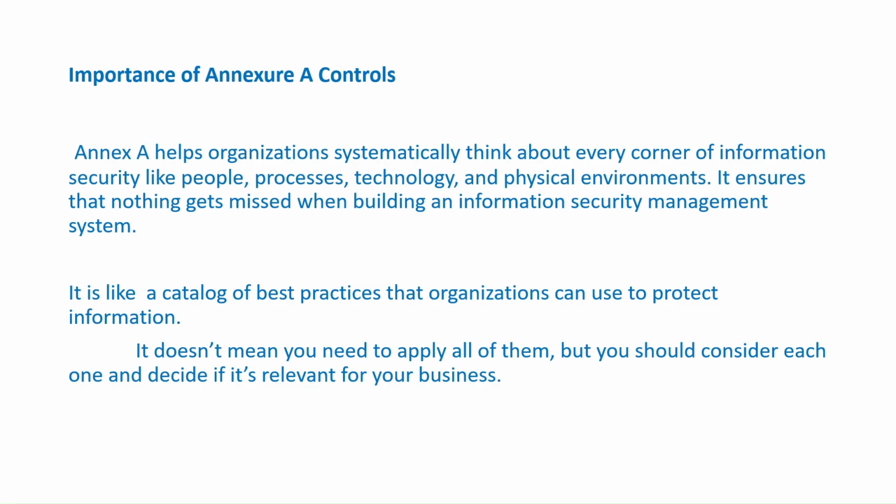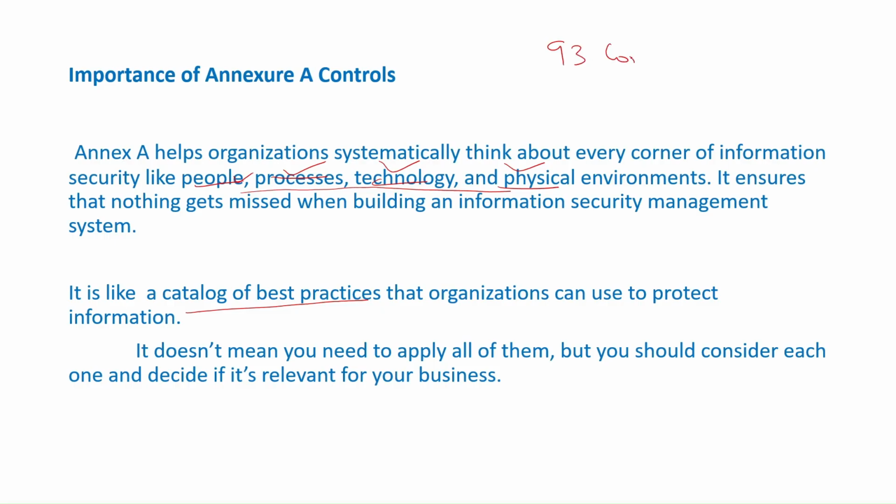Now, why are these Annexure A controls so important? People, process, technology, and physical environment. These are the 4 pillars of any organization. Annexure A helps the organization systematically think about every corner of information security. Which are the 4 corners, or the 4 pillars of information security? They are people, process, technology, and physical environment. So it ensures that nothing gets missed when building an information security management system, because you're thinking from all these 4 perspectives. Annexure A is like a catalog of best practices that an organization can use to protect their information.